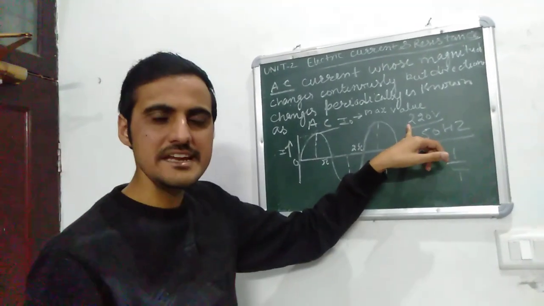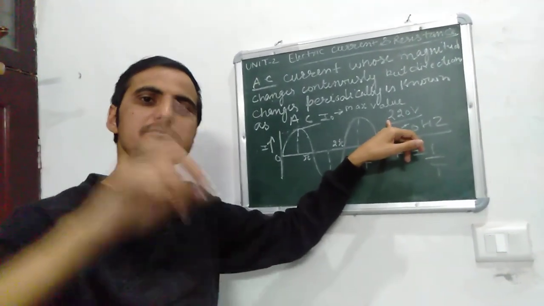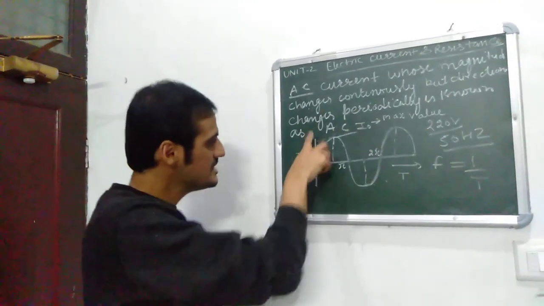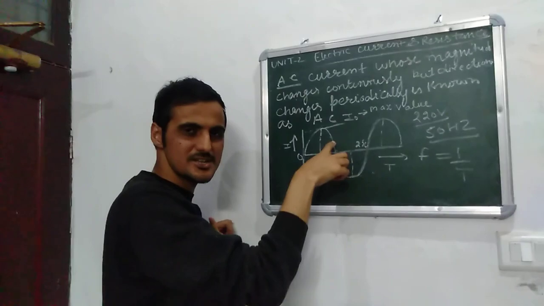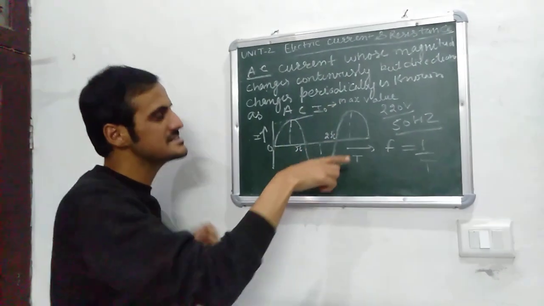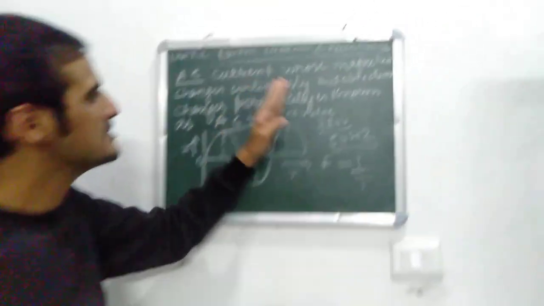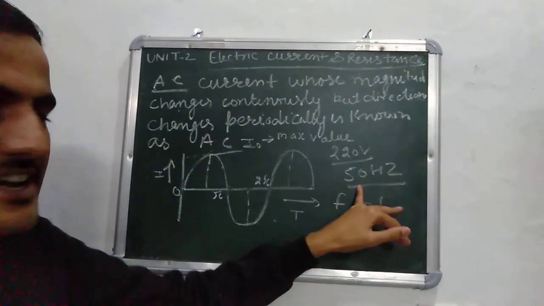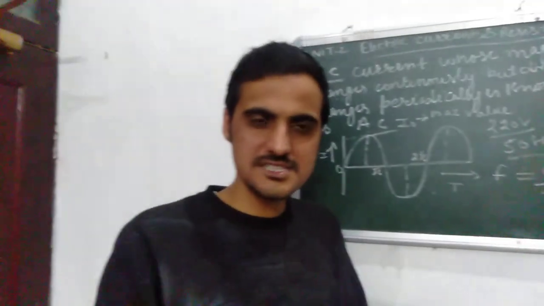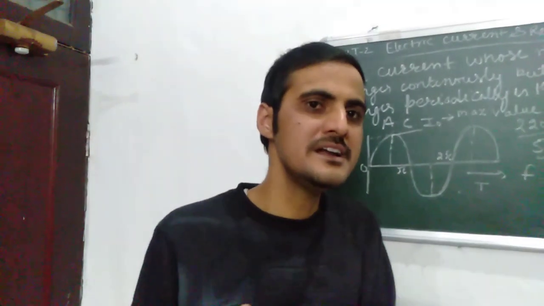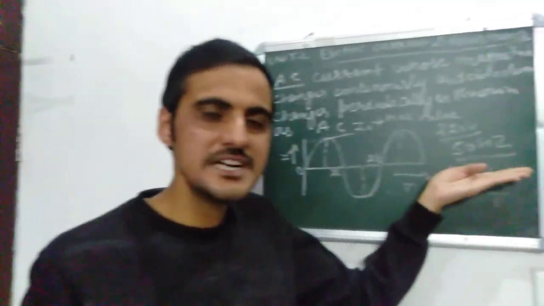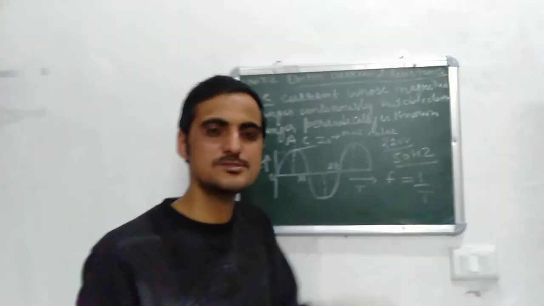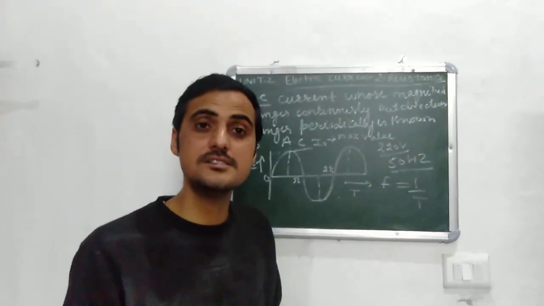And what is 220? This is the supply given by the electricity board. From this curve, it is clear that the magnitude is continuously changing, and the direction also changes periodically. And what is 50 hertz? This is the supply given by the electricity department. What is the meaning of this statement? It means the electricity department gives us 50 hertz, which means polarity changes.